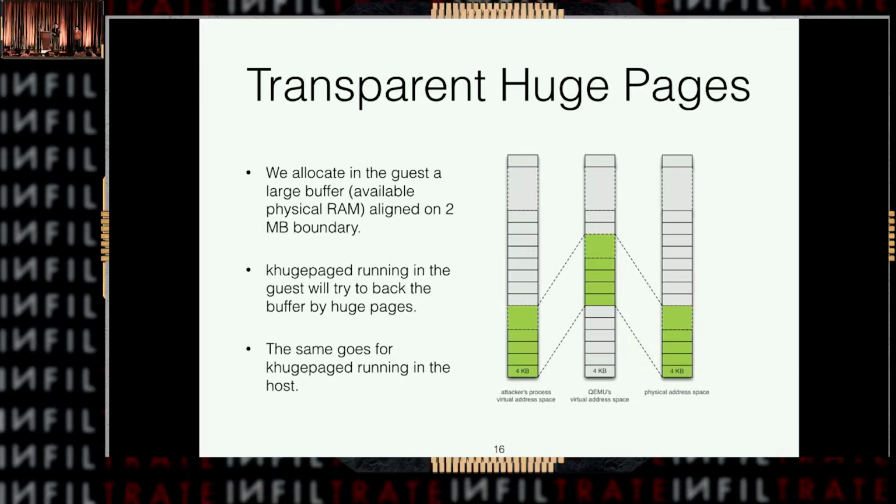Okay, one last slide: row selection. Remember that we want to perform double-sided row hammering. Thanks to huge pages, we can now pick one address from row I and another one from row I plus 2, such that they belong to the same channel and the same rank. But how about banks?